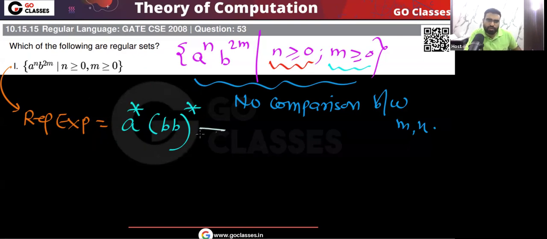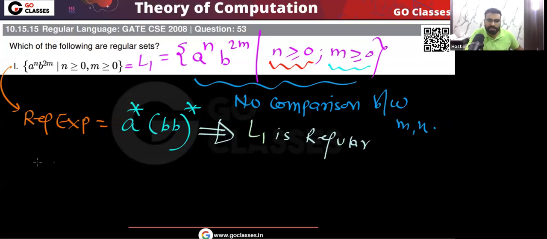Because there is a regular expression, so what can I say? So this language 1 is regular. Is this clear? I am calling this L1, so L1 is regular. You can easily create the finite automata also. For example, NFA, DFA, you can create.